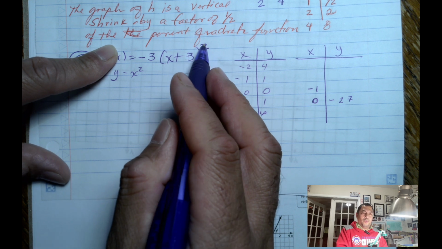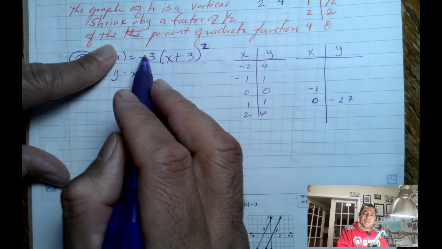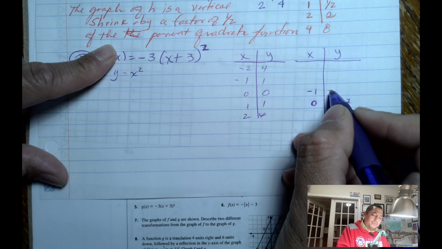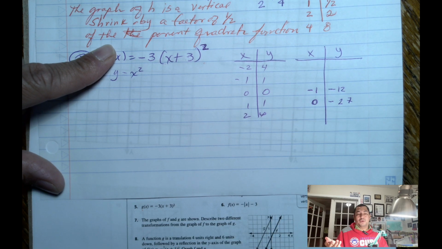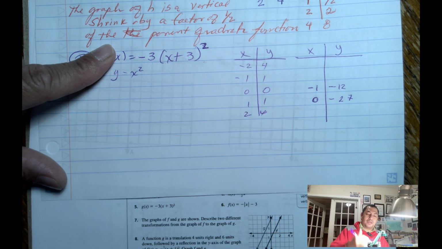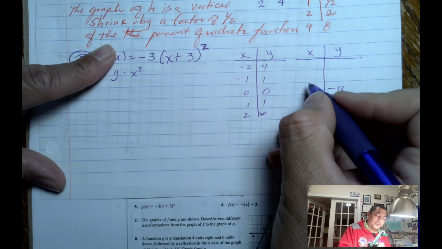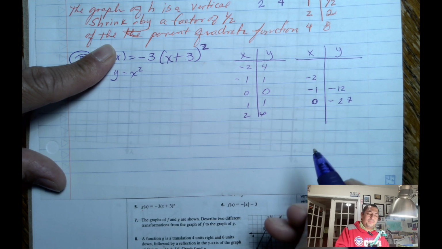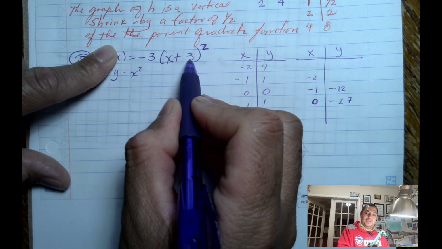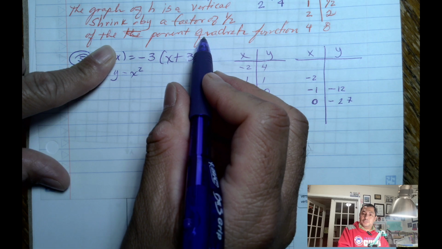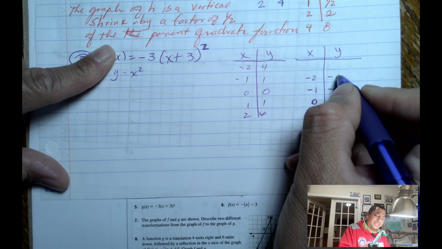To the second power is 4 times negative 3. In this case, it is negative 12. Okay, so it's still big numbers. So let me go back to the negative numbers. So I'm going to do negative 2. Negative 2 plus 3 is 1. 1 to the second power is 1 times negative 3 is negative 3.